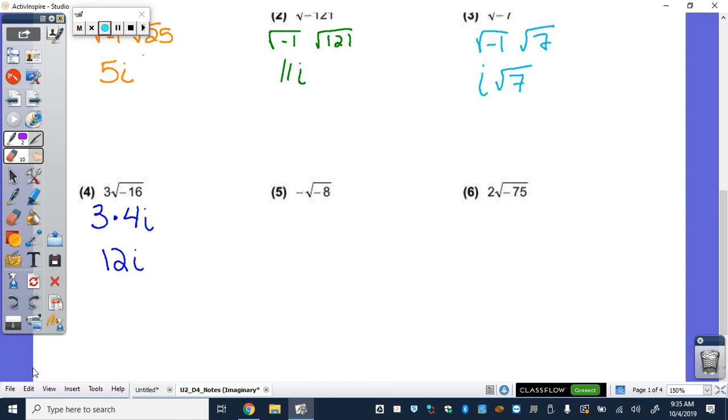So for the next one, negative 8, what's our perfect square from negative 8? 4 and 2. The square root of 4 is 2. Because it's negative, it's going to be 2i. And then radical 2. Again, you can write that middle step if you need to. 6, what's our perfect square that comes out of 75? 25, and it turns into 5. So times the 2 would give me a 10i because it was negative. So I get that i there because it's negative. And then the square root of 3.